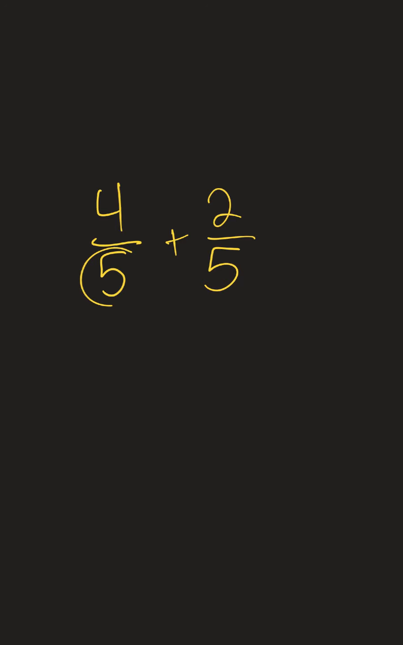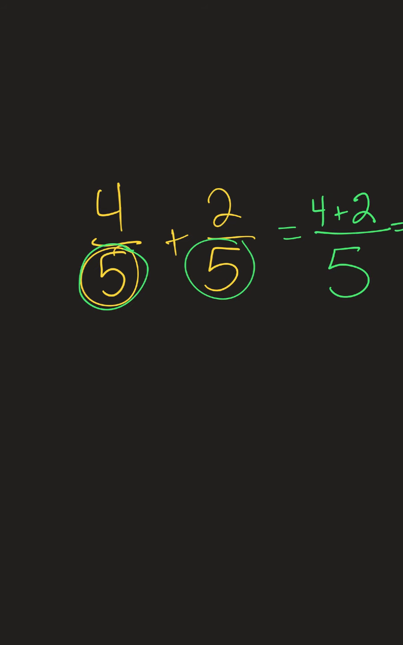Another example we could use is 4/5 plus 2/5. Okay, so again, I'm going to check first for my common denominators, which I have here. We have 5 and 5, so my final answer should have a denominator of 5. And I'm simply going to add my 4 plus 2, which gives me 6/5.